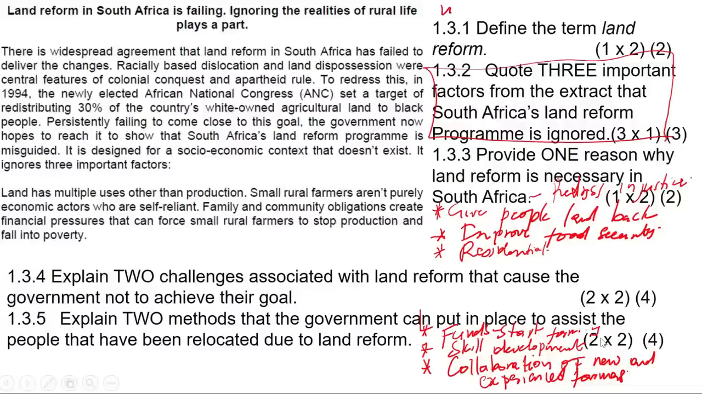So it's better if those people can be helped to use that land fruitfully for themselves. They can be given funds, they can be given skills, there can be collaboration. You can think of a number of factors that the government can assist people with. It's endless. These are open-ended questions. You just have to think how a person can use the land, and then how the government can assist them. This is where you should score all your marks from.